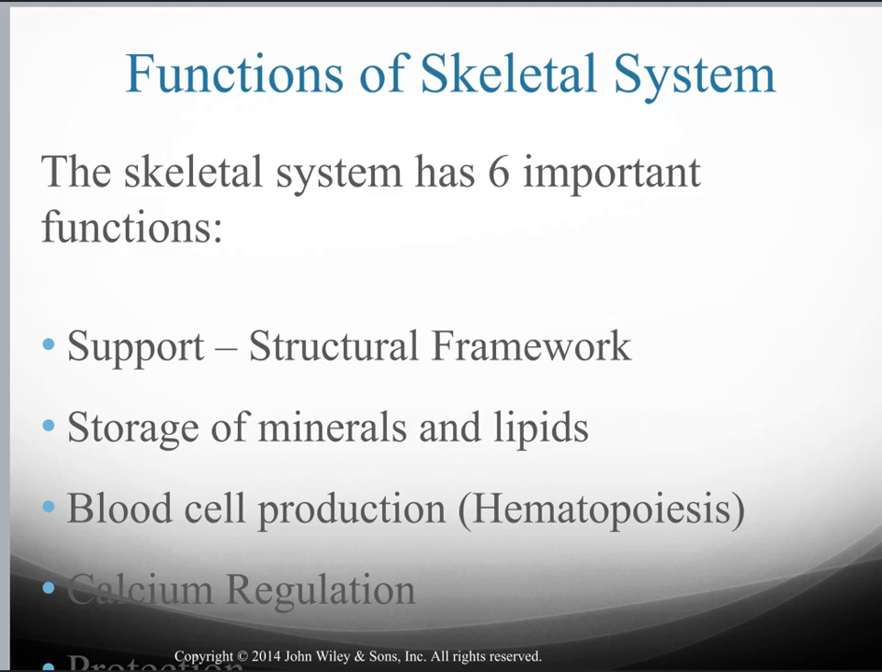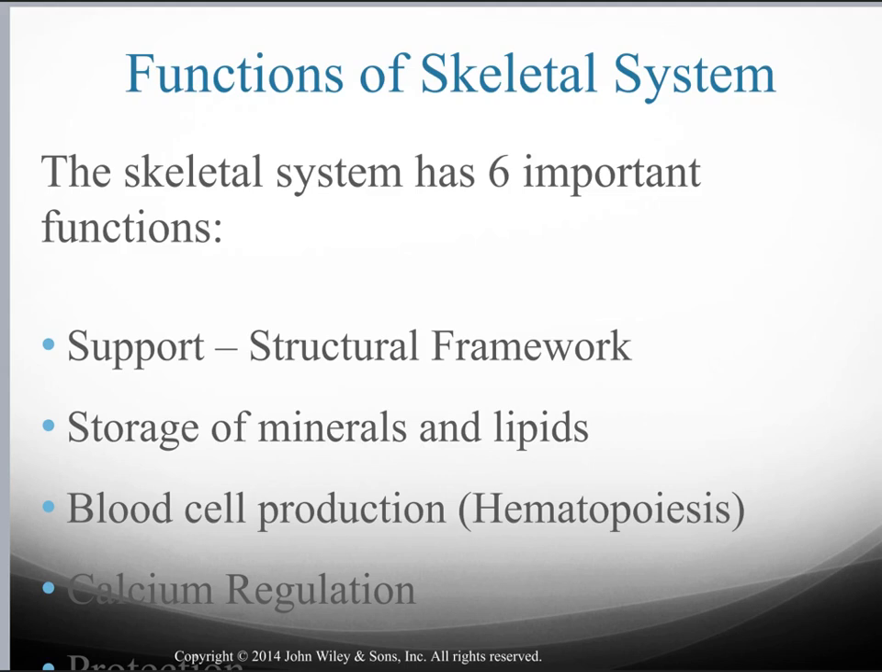We have storage of minerals and lipids. So those cavities within our bone, those medullary cavities, is where we're going to have our bone marrow, red bone marrow, yellow bone marrow, where we're going to produce cells, which is our next function, but also store fats and certain minerals. Next, as we just alluded to, blood cell production, which is called hematopoiesis.